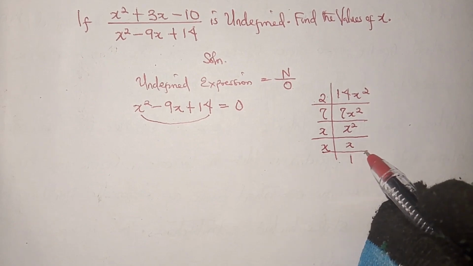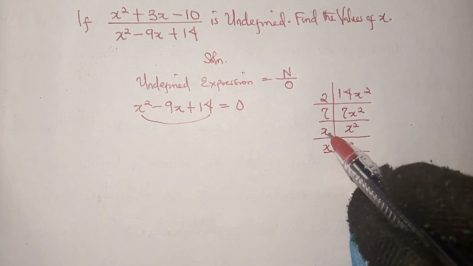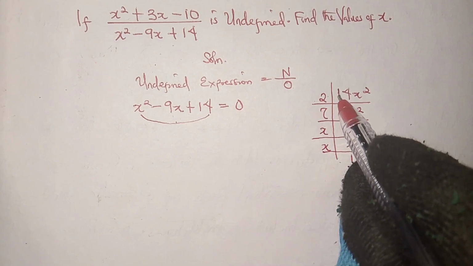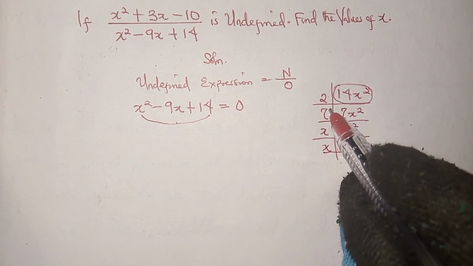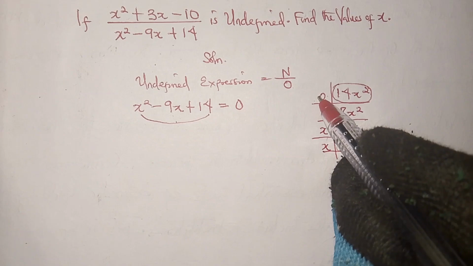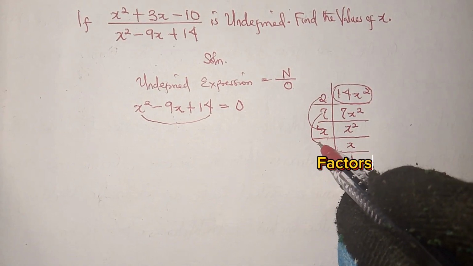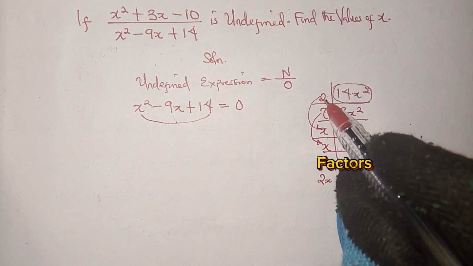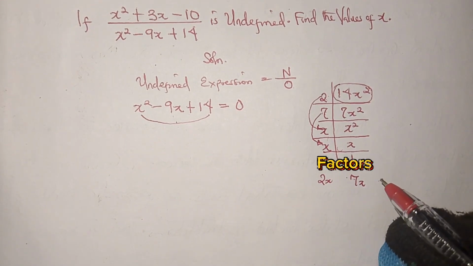So we are now going to look for factors that if we add them, we'll have minus 9x. And when we multiply them, we are going to have 14x squared. So we now have 2, 7, x, and x. So we have to pair them up. So we are now having this to this, and this to this. So if we do that, we are having 2x, 2 multiplied by x, and 7 multiplied by x is 7x as another factor.